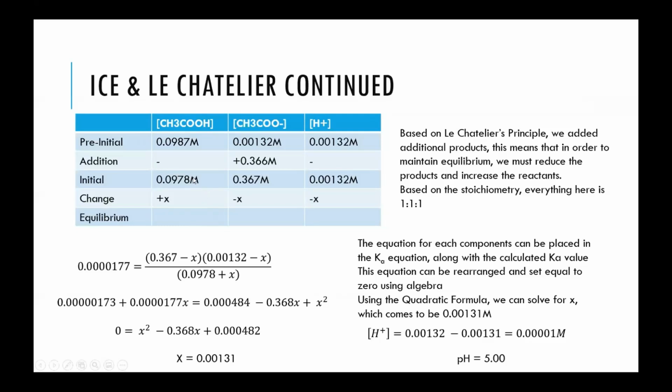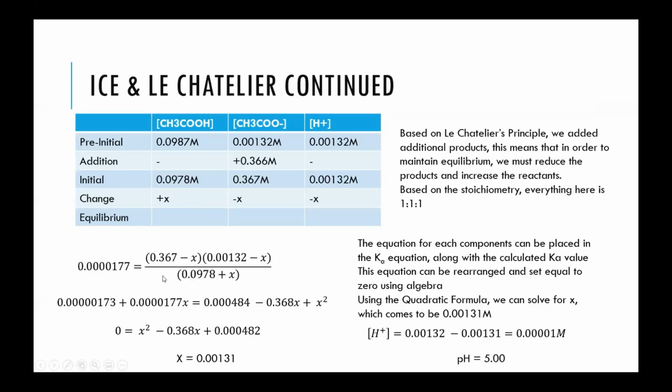So now the equilibrium for the acetic acid, the molecular acetic acid, is 0.0987 molar plus X. For the acetate ion, it's 0.367 molar minus X. And for the H+, the acid, it's 0.00132 molar minus X. So now you would have all three of these components right here, and that will give you the concentrations of the equilibrium components.